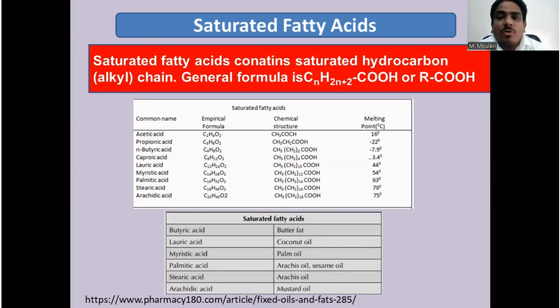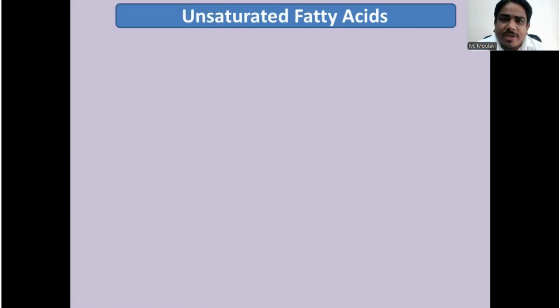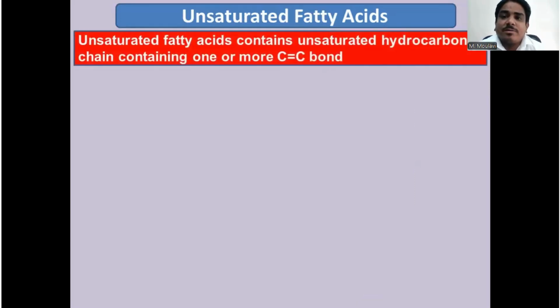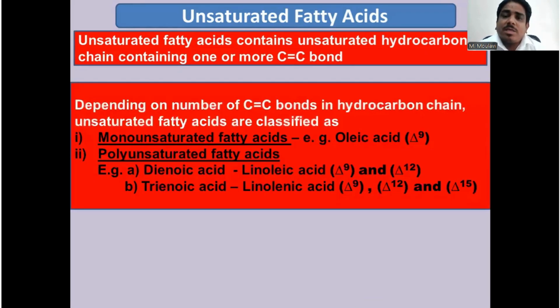It is very important to note that any kind of oil can contain a mixture of fatty acids in the form of triglycerides. Second is the unsaturated fatty acid. The unsaturated fatty acids contain an unsaturated hydrocarbon chain containing one or more carbon-carbon double bonds. Based on the number of carbon-carbon double bonds, the unsaturated fatty acids are classified as monounsaturated fatty acids.